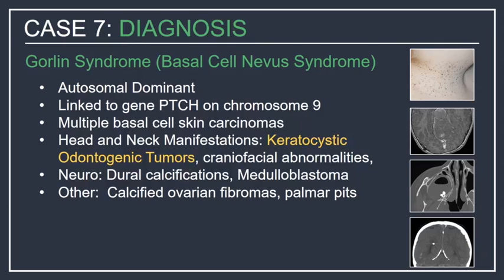And these patients have multiple findings. So they're being evaluated for basal cell cancers. Their head and neck manifestations include keratocystic odontogenic tumors as well as craniofacial abnormalities. Their neuromanifestations, they will often have dural calcifications, as we can see in this child, as well as a PNET or medulloblastomas. Abdominal findings include calcified ovarian fibromas, and then they will have a characteristic palmar pit on their palms.